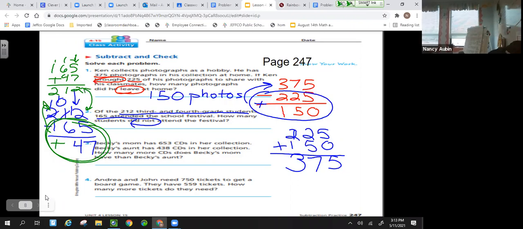Did we do it right? Yes, so the answer is 47 students. So that's how you check your work using the inverse operation. So you're going to do the next two problems that are just like that.